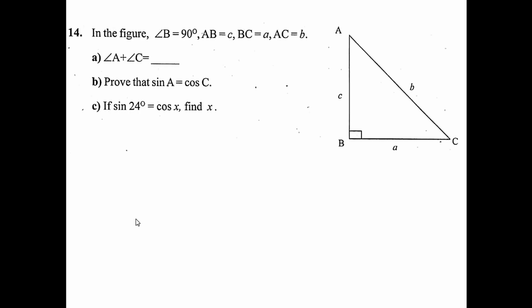14th problem. In the figure, angle B equal to 90 degree, AB equal to C, BC equal to A, AC equal to B. Angle A plus angle C equal to dash. Prove that sin A equal to cos C. If sin 24 equal to cos x, find x. Let us look at the figure.